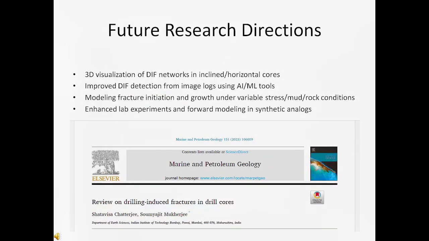Future research should focus on improved DIF detection in inclined and horizontal cores. The integration of 3D visualization tools and AI/ML models can enhance DIF identification and classification. Modeling fracture propagation using real-time logging data and lab experiments on analog materials will also help. Advanced imaging tools and digital rock physics can push the frontier of DIF analysis beyond current capabilities.